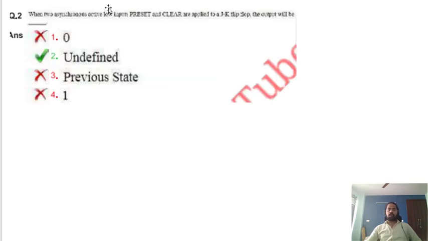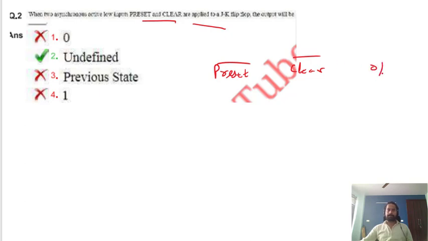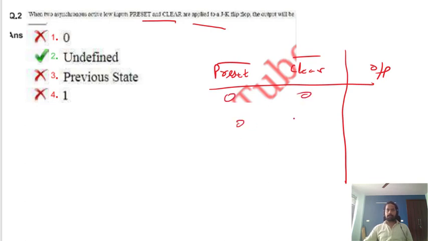Next question. When two synchronous active low preset and clear are applied to a JK flip-flop, the output will be. So I am making one table here. Just remember this. This is preset bar, this is clear bar, and this is the output. So 0 0, 0 1, 1 0, 1 1. On 0 0, when preset bar and clear bar are both 0, you will get don't care. This will be 1, this is 0, and on 1 1 it will be the same flip-flop operation.